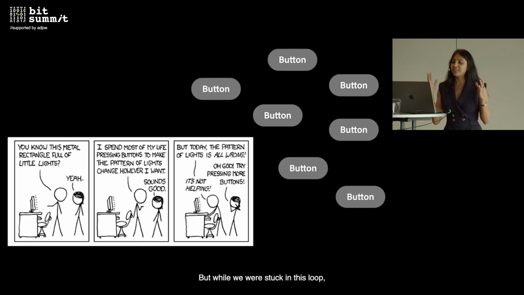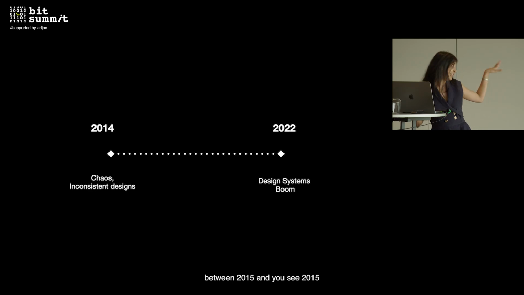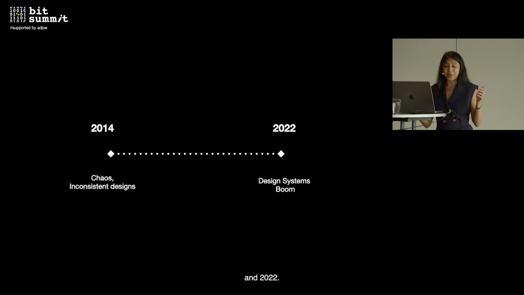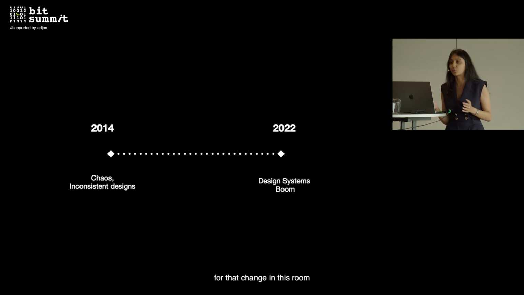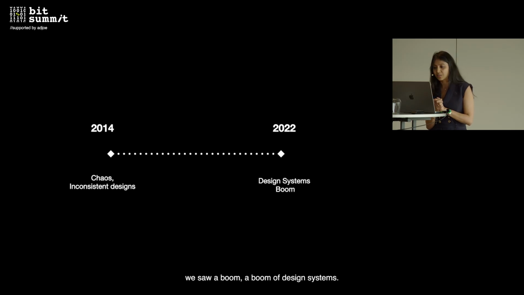But while we were stuck in this loop, the world of design systems was quietly growing up around us. A lot happened to design systems between 2015, and you see 2015 because I started my career in 2015, to 2022. Yes, it's 2022 and not 2025. You'll see in a bit why. And a lot of you are responsible for that change in this room. Writing articles, tweeting about it, writing on your portfolios, etc. Between 2015 and 2022, we saw a boom of design systems.